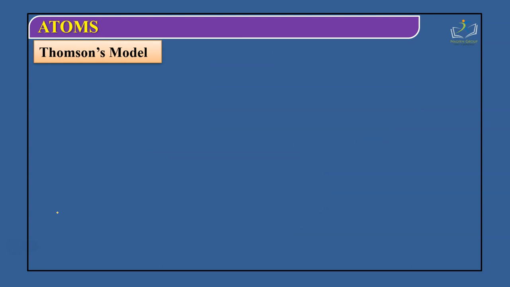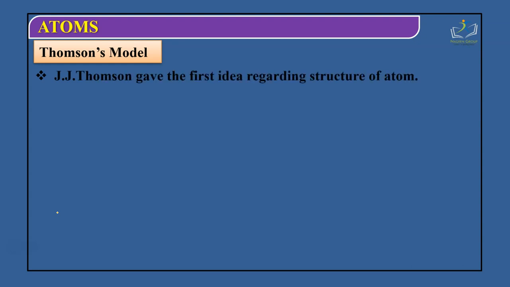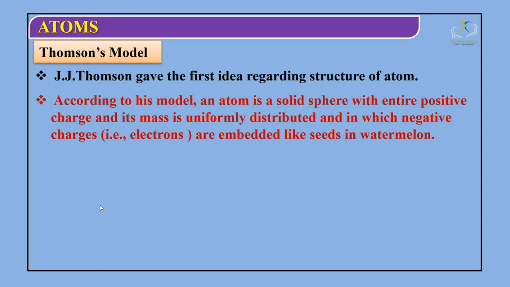Now we are moving ahead with this topic, Thomson's model. J.J. Thomson gave the first idea regarding the structure of the atom. According to his model, an atom is a solid sphere with the entire positive charge, and its mass is uniformly distributed, in which negative charges, that is electrons, are embedded like seeds in a watermelon.